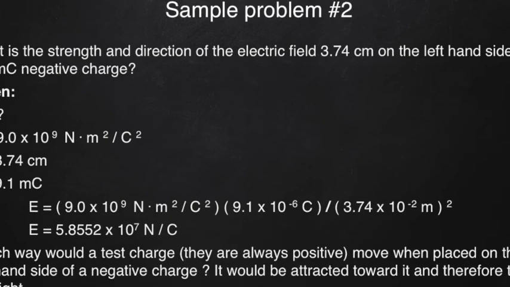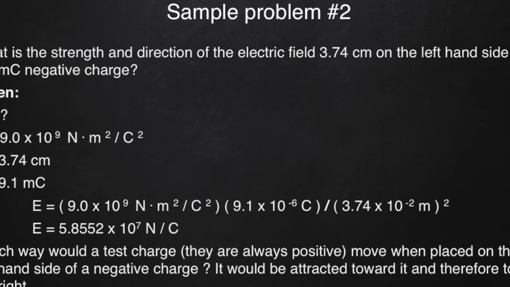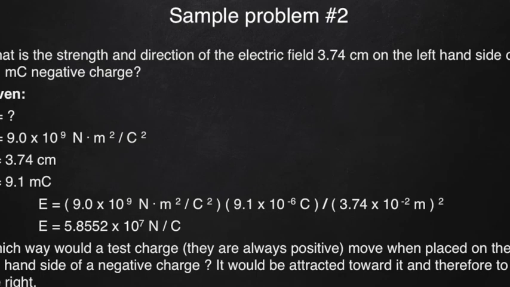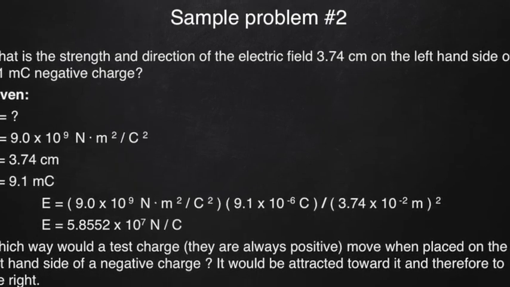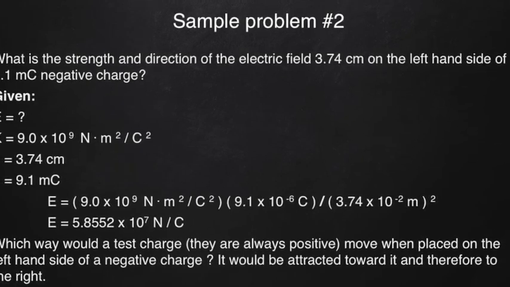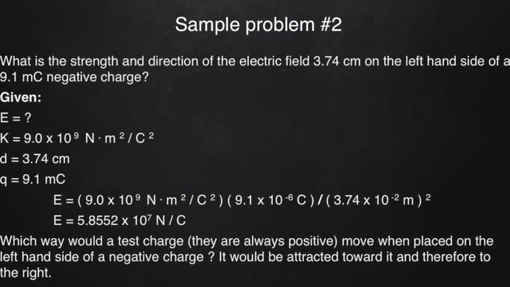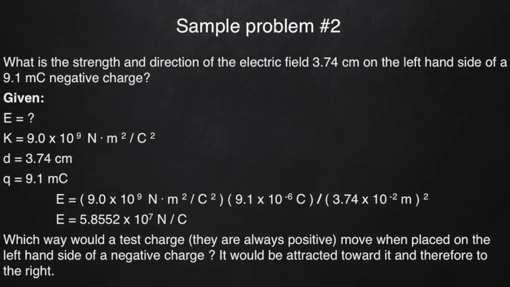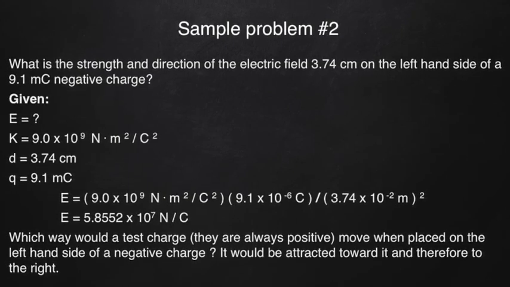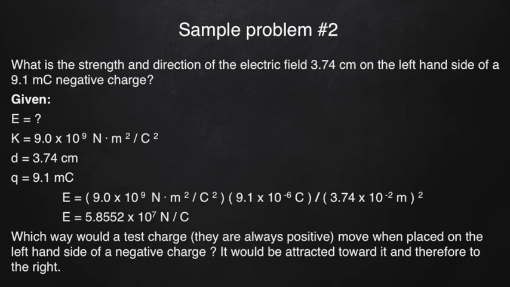Sample problem 2. What is the strength and direction of the electric field 0.74 centimeters on the left-hand side of a 9.1 microcoulomb negative charge? Given are Coulomb's constant, distance, and charge. And to find the field, you have to use the electric field formula, which is Coulomb's constant times charge over distance squared. Once you plug it in, you will get 5.8 times 10 to the 7th newtons per coulomb.